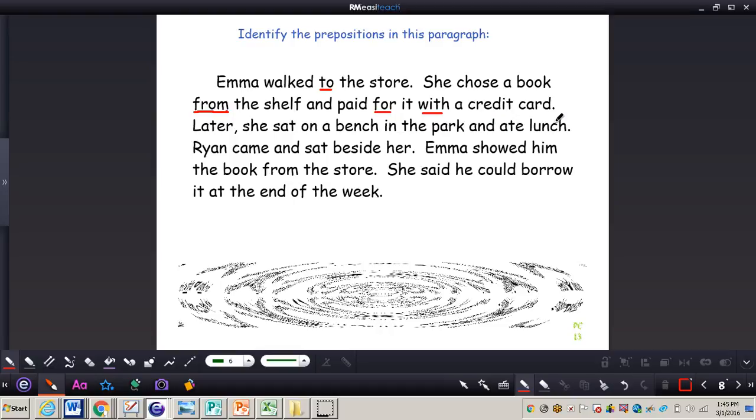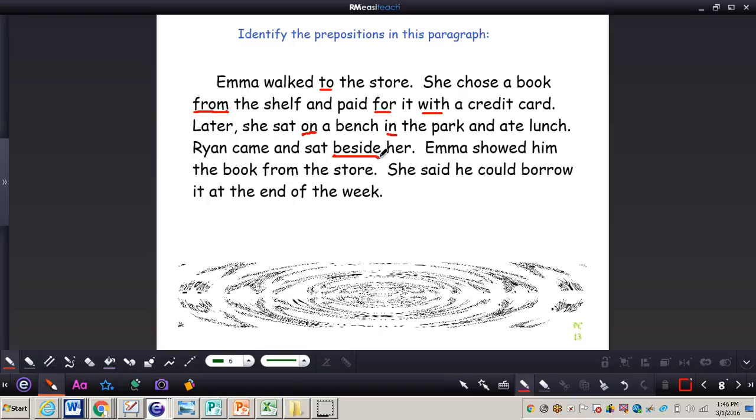Next sentence. Later she sat on a bench. We can see here another preposition, in the park, and ate lunch. So you can see she sat on, connecting it to a bench, in, connecting it to the park, and ate lunch. The next one, Ryan came and sat beside her. So we can see how beside connects it to her. Once again, it can connect the noun and pronouns to the other words in the sentence.